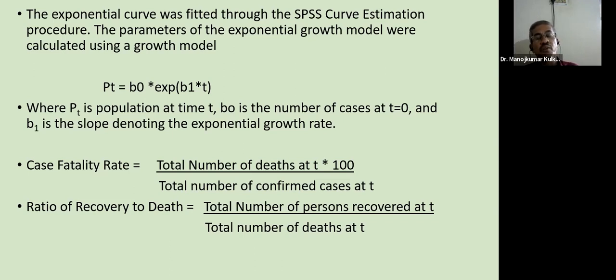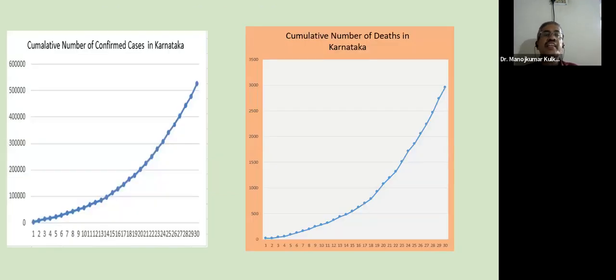And we also see how cases are recovering, as the recovery was very slow. It is the total number of persons recovered divided by the total number of deaths at time t. So we collected the data and fitted. These are the observed cases. You can see that during the first month, the cases are rapidly increasing at an exponential rate, doubling like that. Using the observed first 30 days of April itself, the cases have risen from 0 to like 50,000.